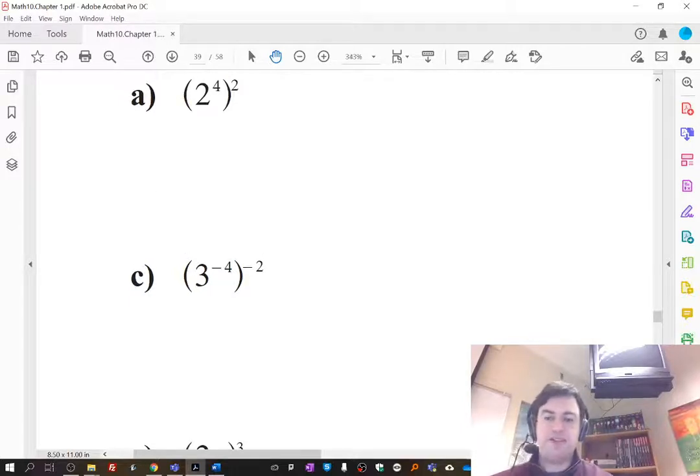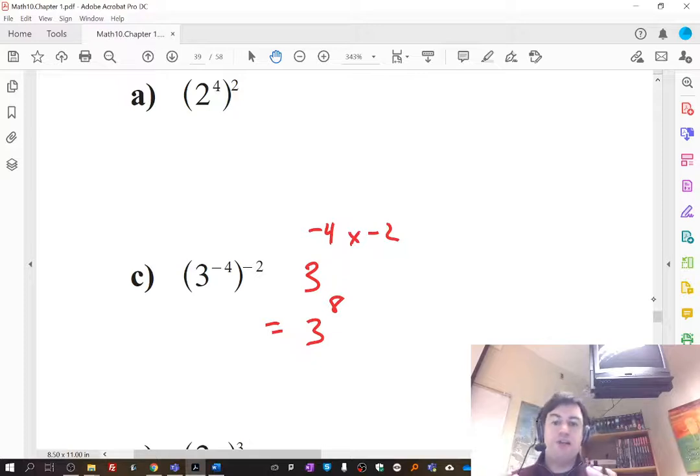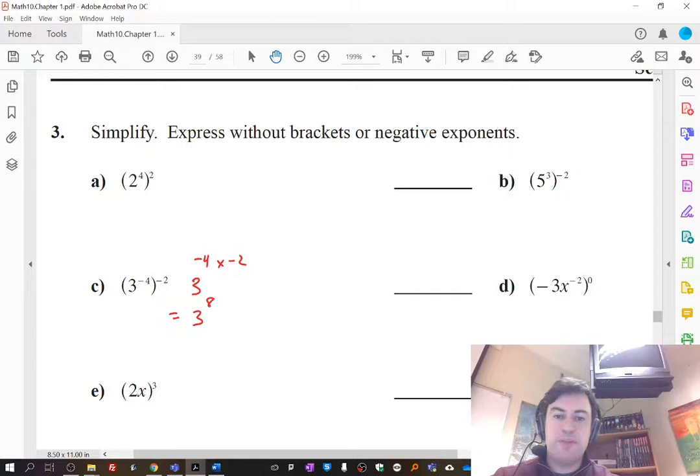Just for the record, the answer for this question would be 3 to the power of negative 4 times negative 2, which is going to be 3 to the power of positive 8, because a negative times a negative is a positive. So there you go. There is a little bit more work to do for this question because it says express without negative exponents. So I'm going to do one last video. I'm going to stop it here, but there's going to be one more video on negative exponents and also exponents that are power 1 and 0.